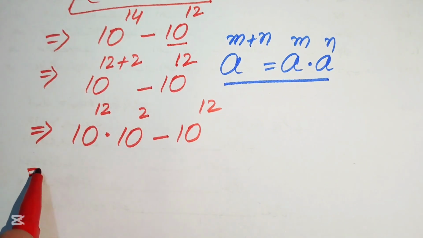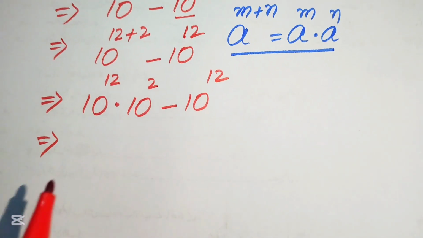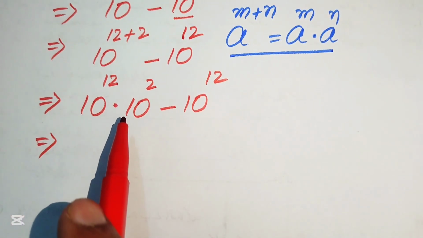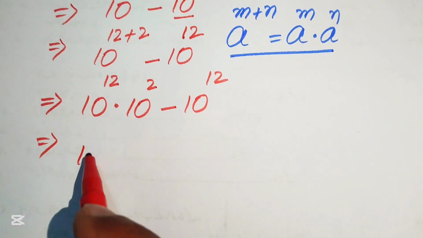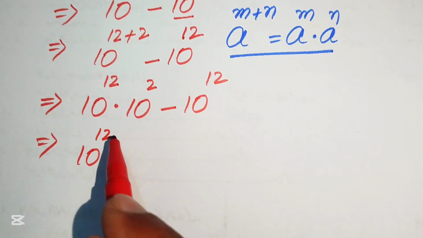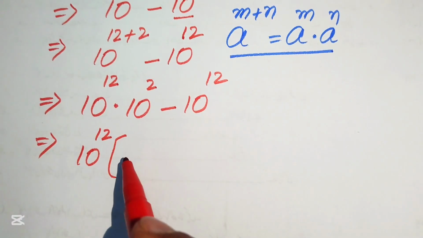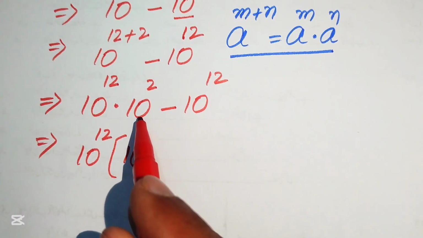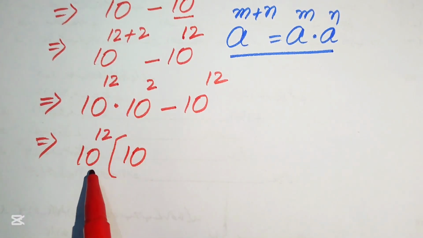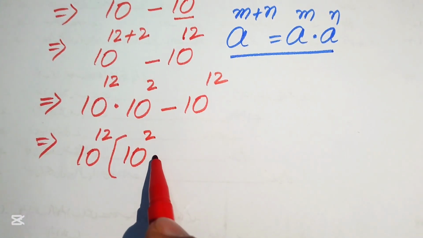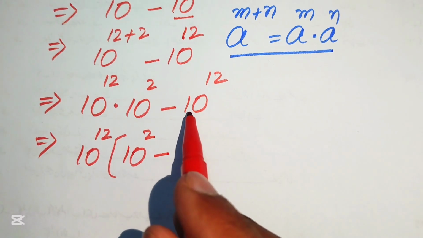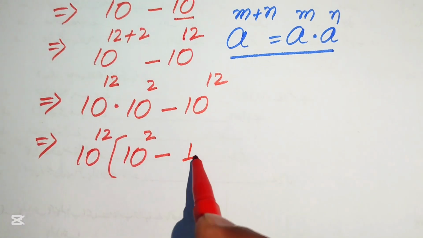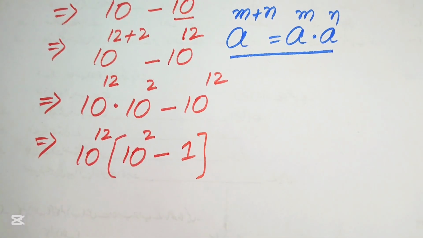Okay, so further you see here we have 10 to the power of 12 as the common term, so now we take common 10 to the power of 12, and the remaining terms are here. When you take common 10 to the power of 12, we get 10 squared minus, when you take common 10 to the power of 12 here, then you get only 1.